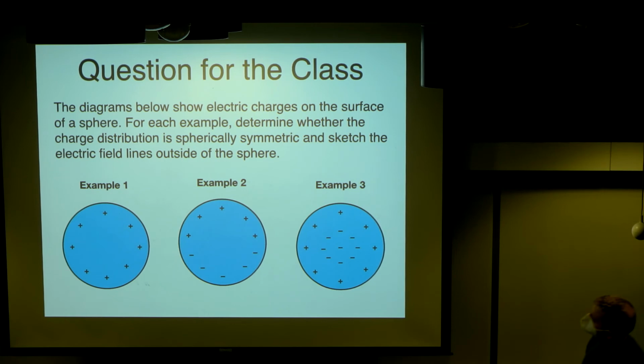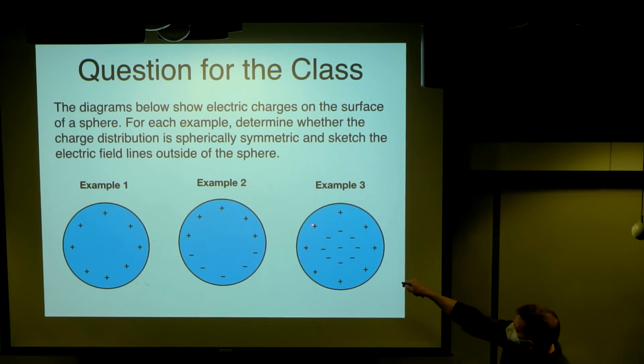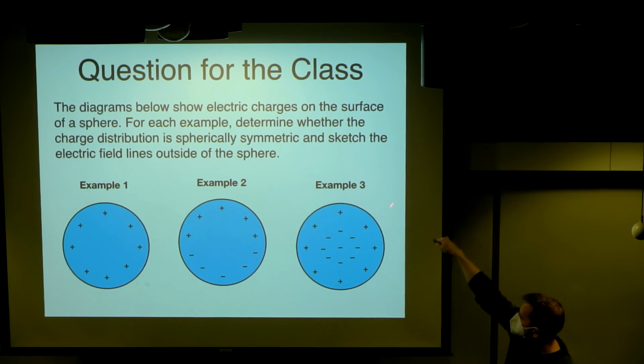Let's count them up. How many positives do we have here? 1, 2, 3, 4, 5, 6, 7, 8. How many negatives? So it's slightly more negative charge. If we're out here, the E field is going inwards.